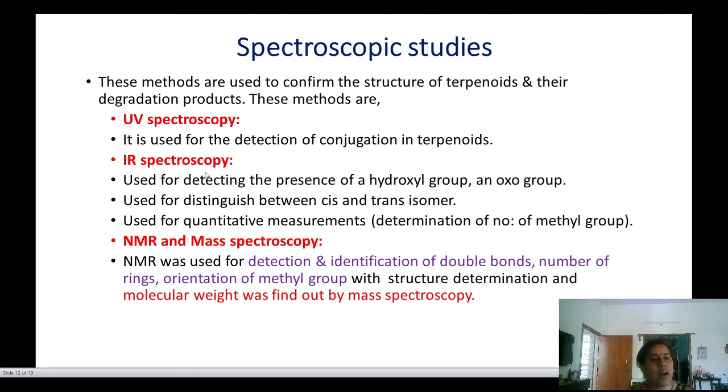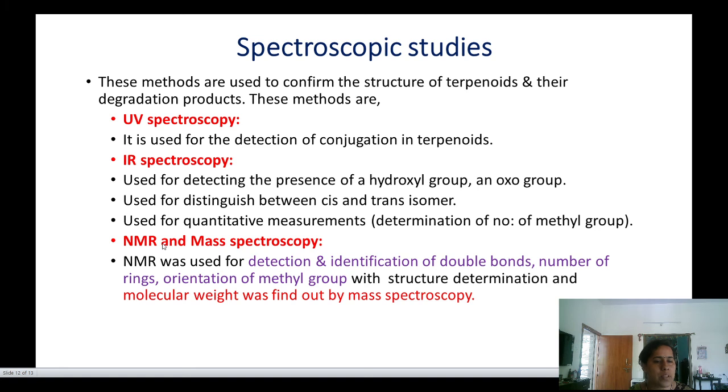Next is IR spectroscopy. It is used for detecting the presence of a hydroxyl group, and also an oxo group. Also for distinguishing between cis and trans isomers. Also used for quantitative measurements, that is, for determination of the number of methyl groups.